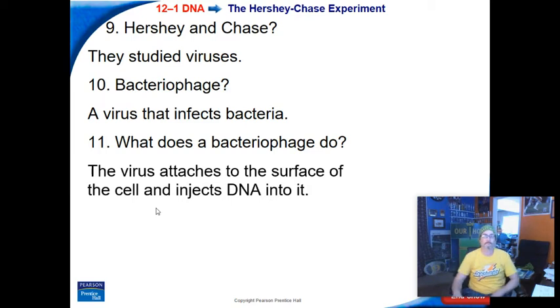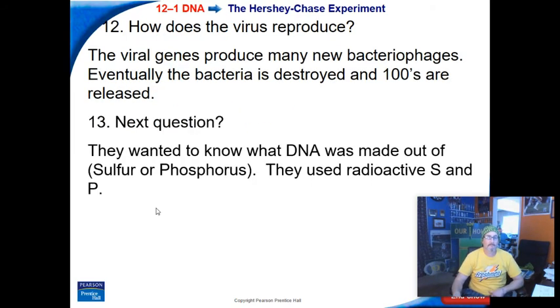Moving on. Okay, so how does the virus reproduce? The viral genes produce many new bacteriophages. Eventually, the bacteria is destroyed. So what happens is the viruses are building up and building up and building up, and the cell starts to expand. And it starts to expand, and it explodes. And then all these hundreds of viruses or thousands of viruses go on, and they infect other cells. And that's how a viral infection begins.